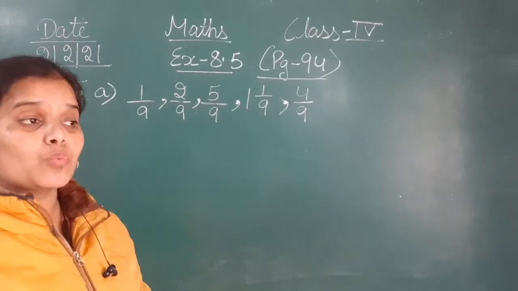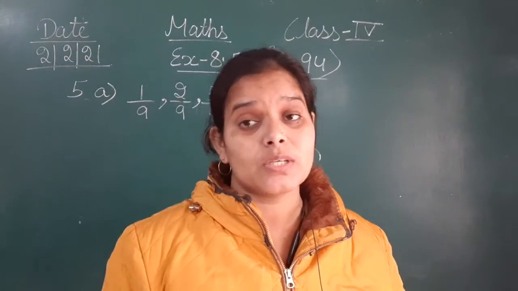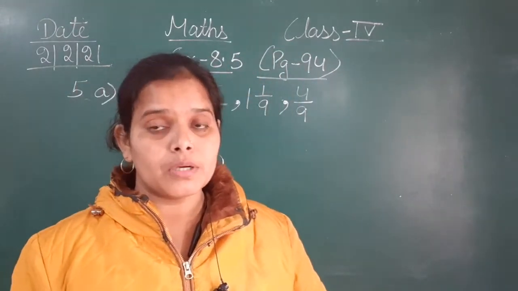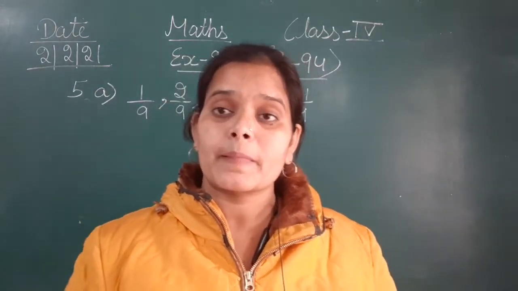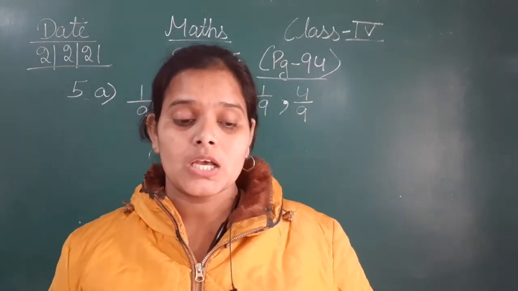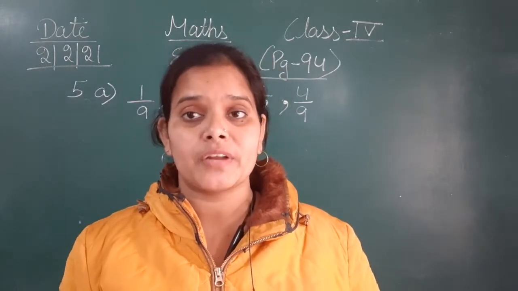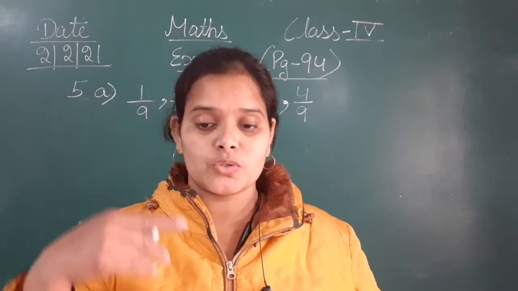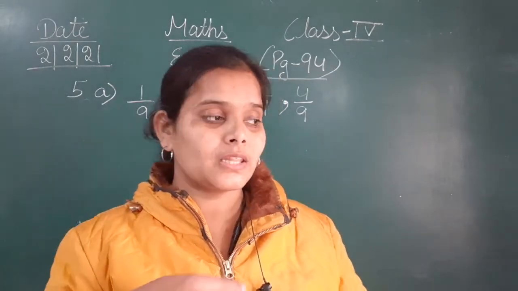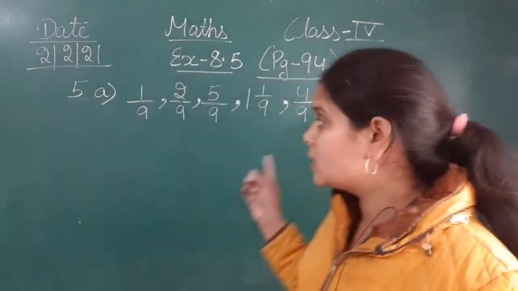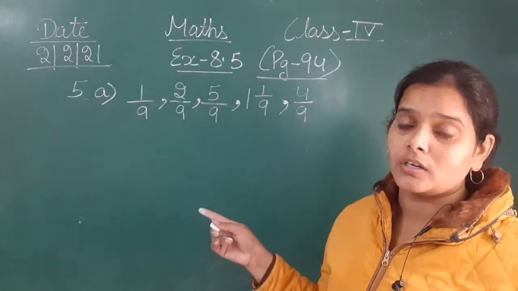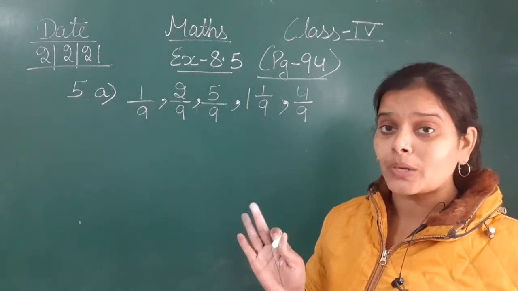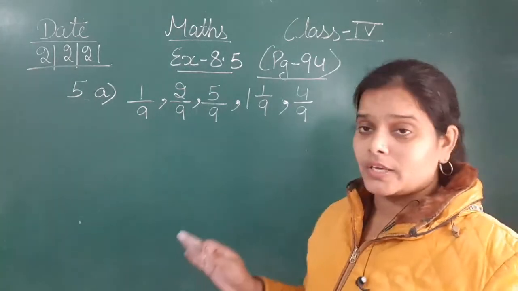So first thing is, what is ascending order? सबसे पहली चीज़ तो ascending order होता क्या है? Ascending order means arranging the given numbers or the fractions from smaller to bigger. So सबसे छोटी fraction we will write at first and सबसे बड़ी fraction we are going to write at the last. So now we are going to arrange all these given fractions into ascending order, that is from smaller to bigger.